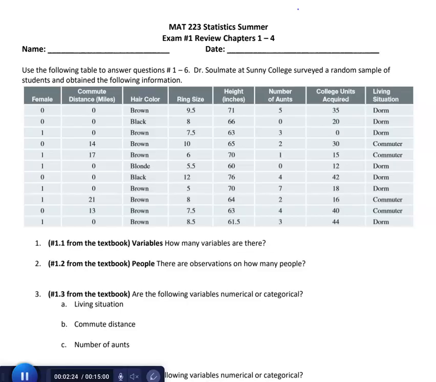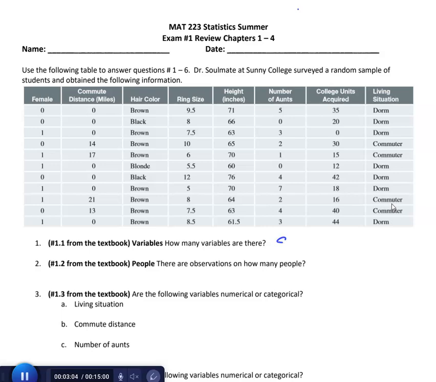So if you look at a table like this and you see how many questions, for example, were asked in a given survey. In this survey, we were asked their gender, their commute, their hair color, their ring size, their height, the number of aunts they have. This is kind of a silly survey. The number of units acquired in college, I guess that'd be like credit hours, and their living situation. So that would be the variables. How many variables are there in the survey? So we asked 1, 2, 3, 4, 5, 6, 7, 8 questions. That means there were 8 variables that we accounted for.